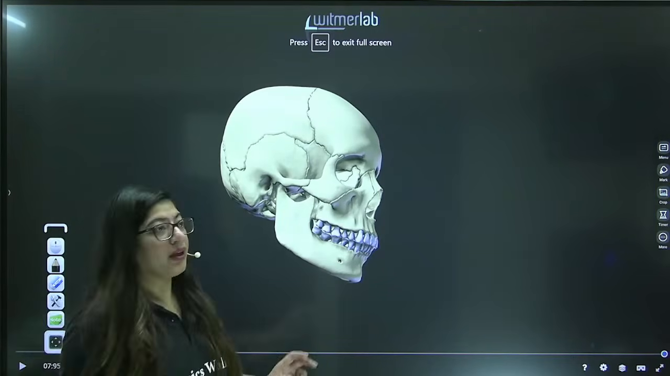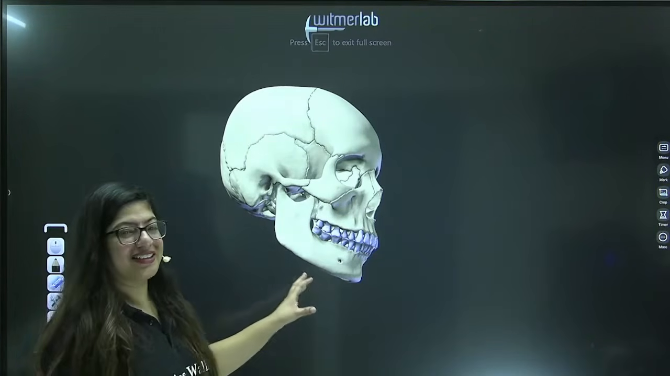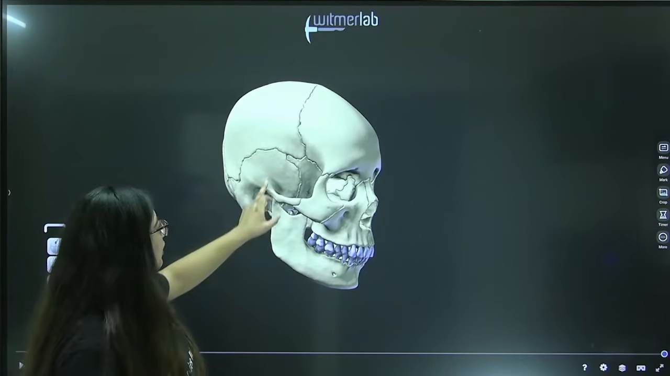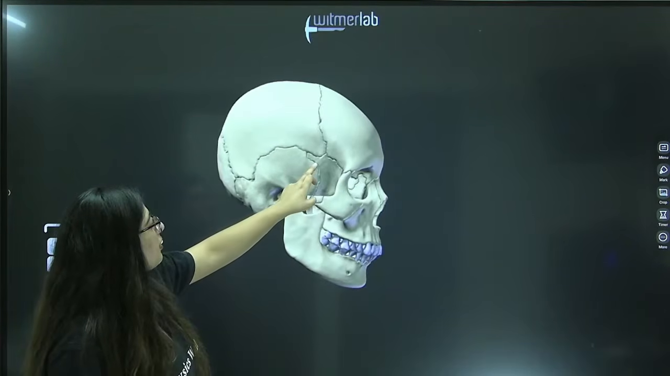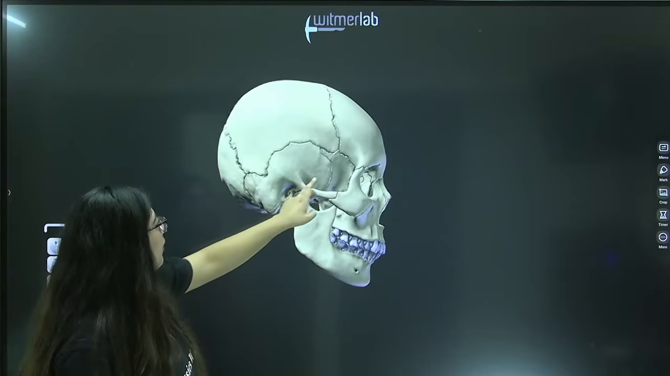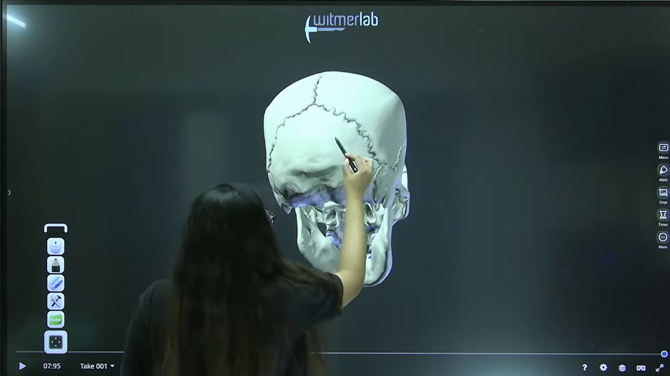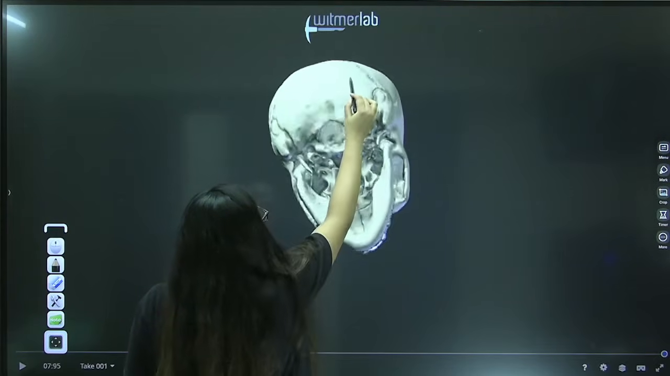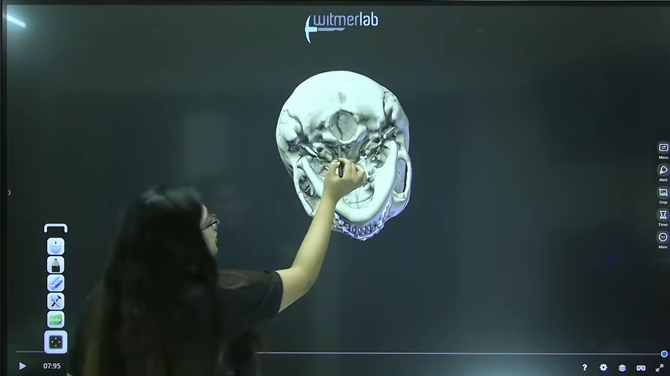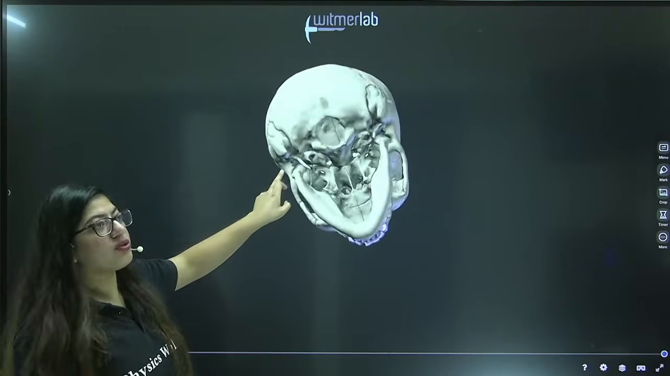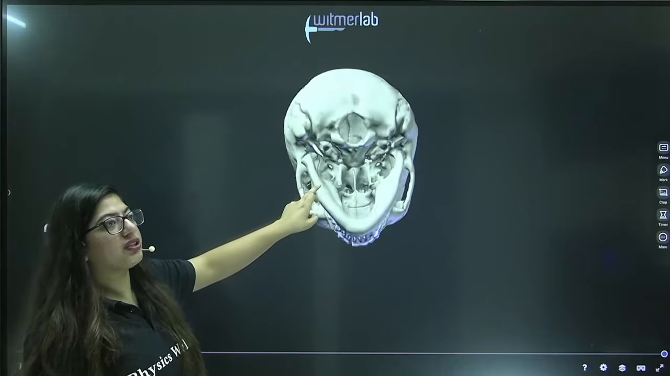Okay, so you can see this is the skull, right? Here in the skull, this one is frontal, this is parietal, this one you can see here is temporal, and this one is occipital, right? In the occipital, you can see this round structure. Can you see this round structure easily? Yes, I'll move it, then you can easily see this round structure, this circular structure, this opening.